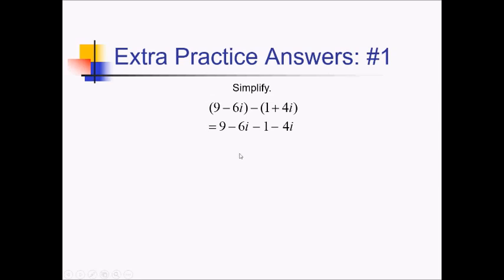And from this point on, we're just combining like terms. So we have 9 plus negative 1 is positive 8. And negative 6i minus another 4i gives us negative 10i.